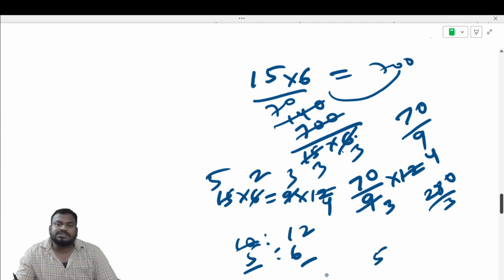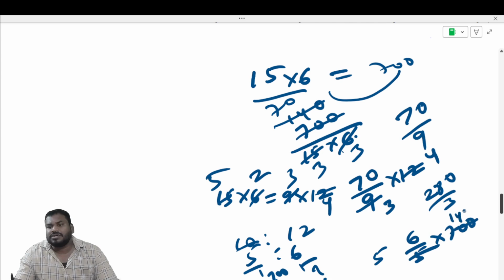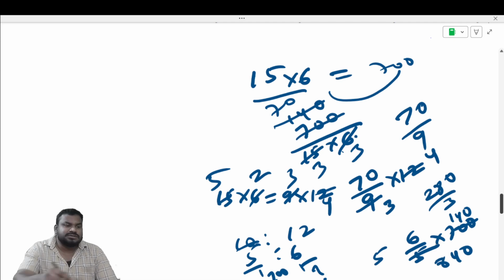So 5 parts, if 5 parts is taking 700, 6 parts how much? 6 by 5 into 700 will give you the answer. 840 is the answer. So this is one case.